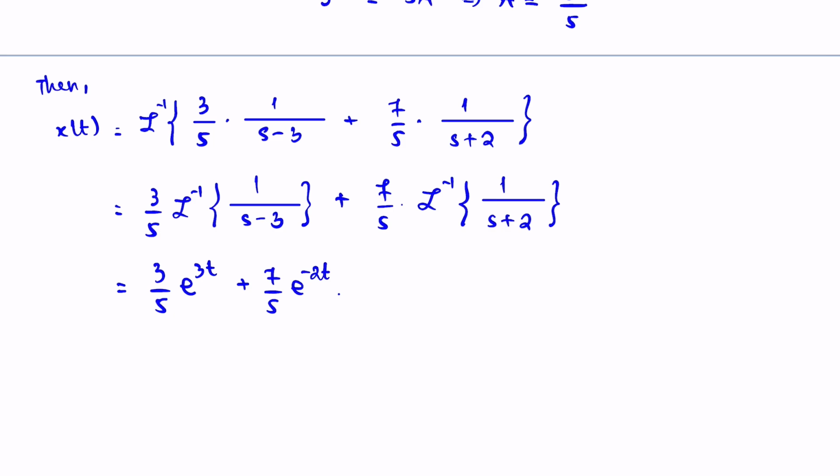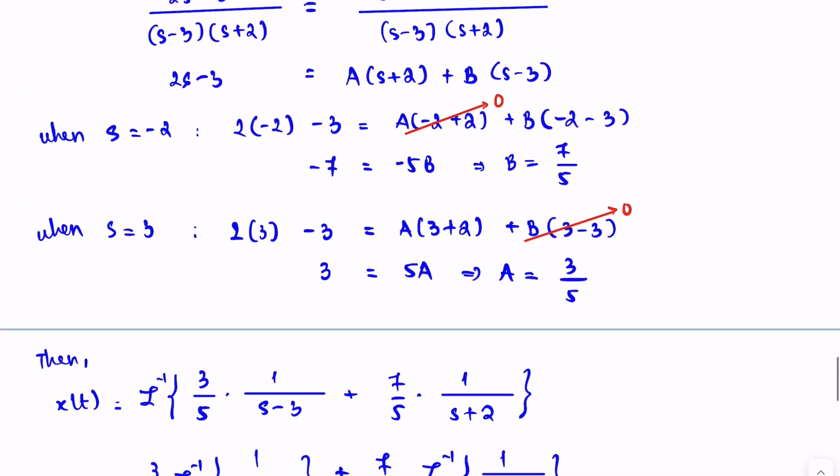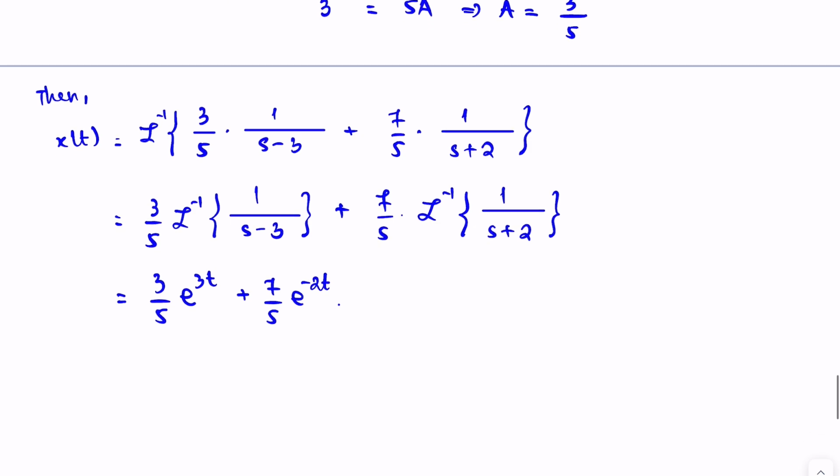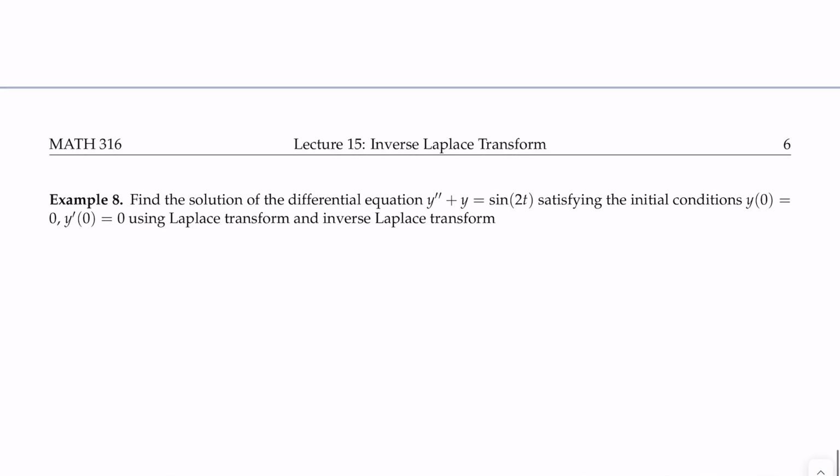Okay. Hopefully you followed the procedure. Please let me know if you have any questions on this, okay? Then I'm going to move on to one last example here. This is going to be the initial value problem of a second order differential equation with a non-homogeneous right-hand side.